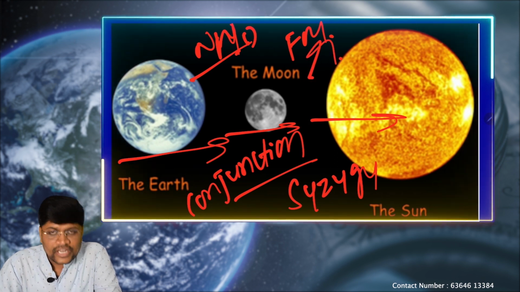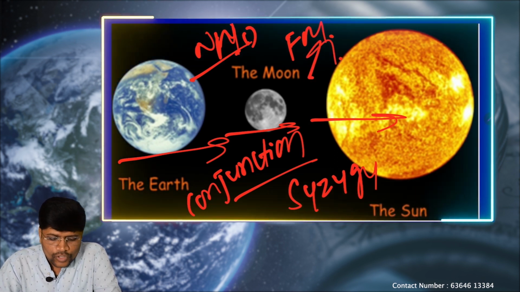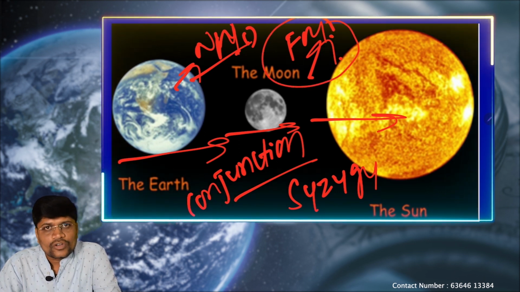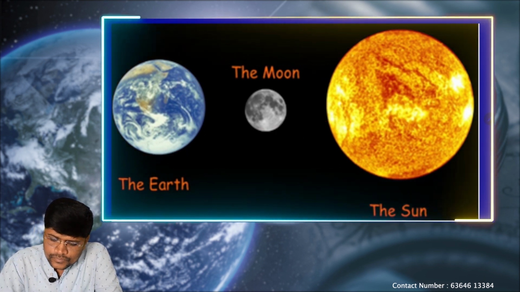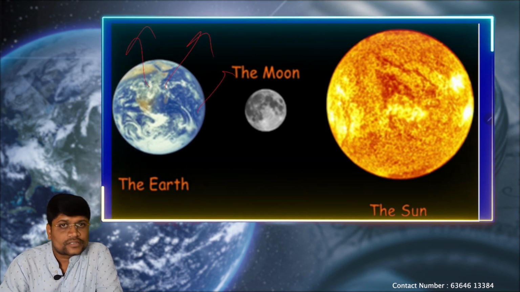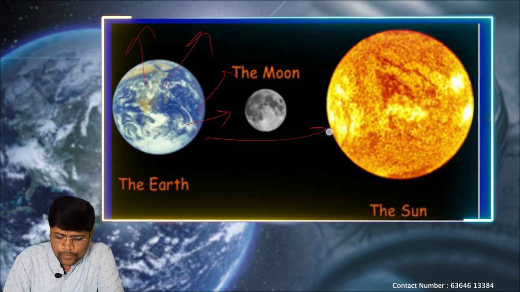That means we can experience the solar eclipse only on the new moon day, and we can experience the lunar eclipse only on the full moon day. And on these days only, the tides will be at a very great height on the earth because of the gravitational pull of the moon and the sun.